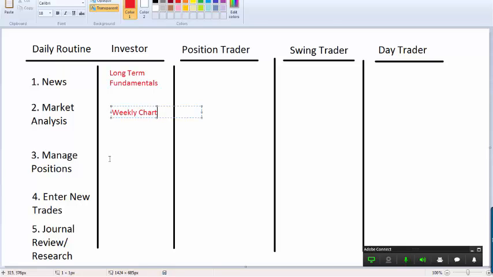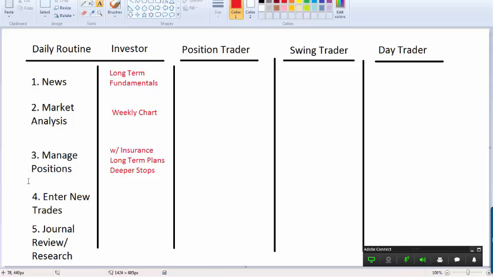Managing positions. Generally, investors do this more with insurance, long-term plans, and deeper stops if they have them. A good example of this is the CAN SLIM method from IBD users. They tend to go about 8% down from where they pick their stocks. Not below the current candlestick, not anything like that. The mindset of an investor is very different, okay, which also means that your position sizing should be very different.